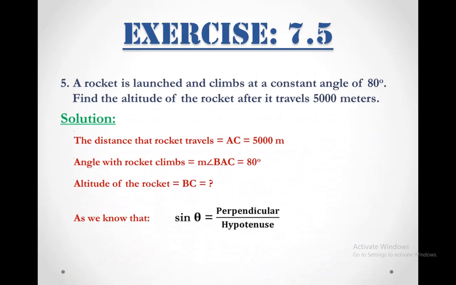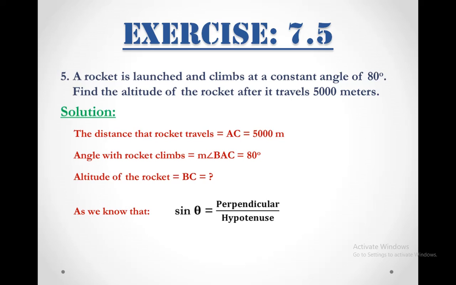Let us start the exercise. We select first of all question number 5. Statement says a rocket is launched and climbs at a constant angle of 80 degree. Find the altitude of the rocket after it travels 5000 meters. Viewers, before we start the solution, we will first of all make the diagram. You can see that the direction of rocket is mentioned by AC and distance is 5000 meters as given in the statement of the question, whereas the angle involved over here is 80 degree.